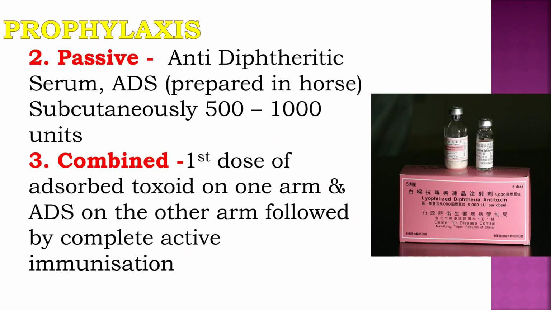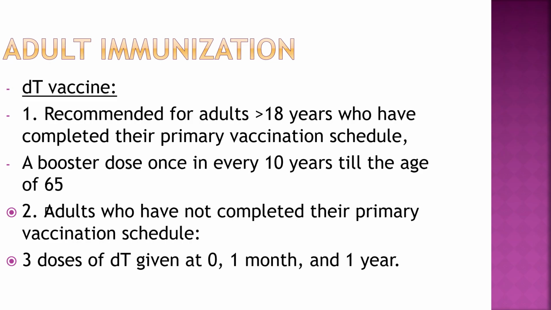The second method is passive prophylaxis, using anti-diphtheric serum. Subcutaneously 500 to 1000 units are given. It is prepared from horse. Then combine the first dose of adsorbed toxoid on one arm and the second dose of ADS, that is anti-diphtheric serum, on the other arm, followed by complete active immunization. So this is combined prophylaxis.